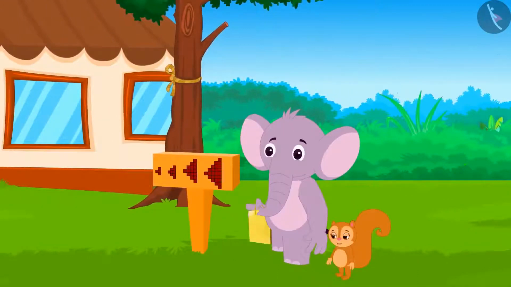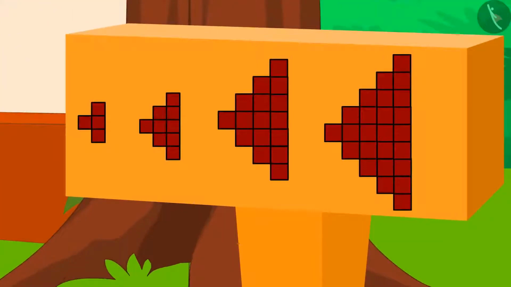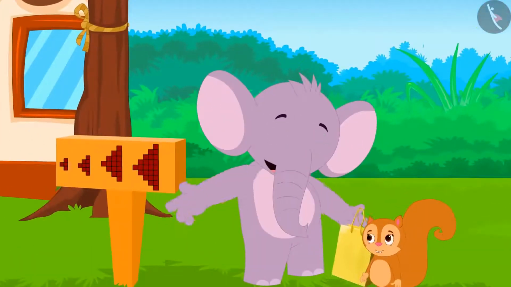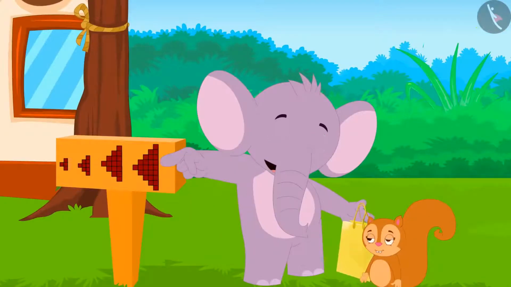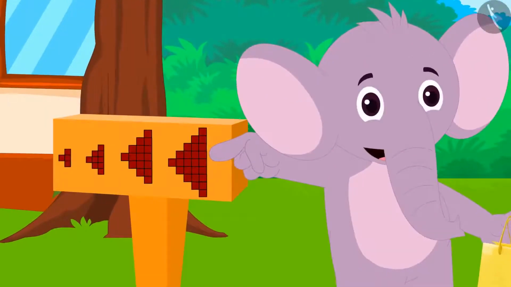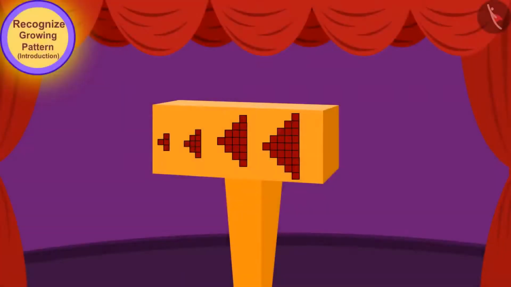The direction of the hotel is shown by such a board near Babban's new hotel. Appu was excited to see the board. He immediately pointed to the board and said, Look, Chanda, this is another growing pattern. Children, can you find the rule of this growing pattern? If you want, you can stop the video and find the answer.